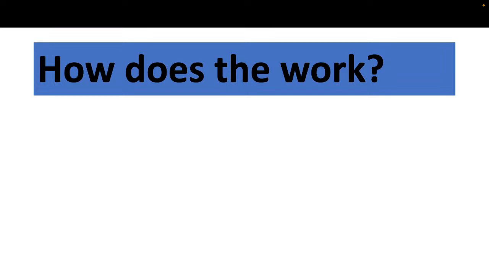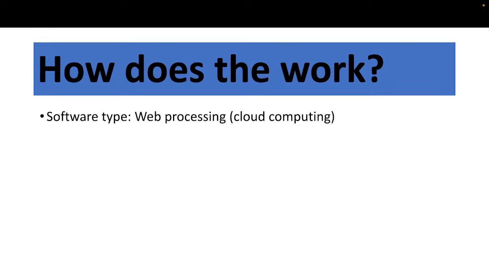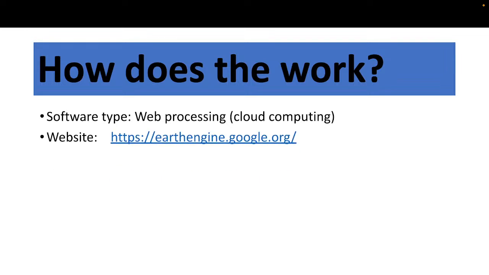So first of all, software type. This software type is mainly web processing or cloud computing. So this software is a web cloud computing platform, mainly cloud-based. So we don't need to download any kind of software like ArcMap or QGIS, because it is a totally cloud-based platform. We just need to simply register. And this is the main website, earthengine.google.org. You can simply visit the website and easily make the registration.